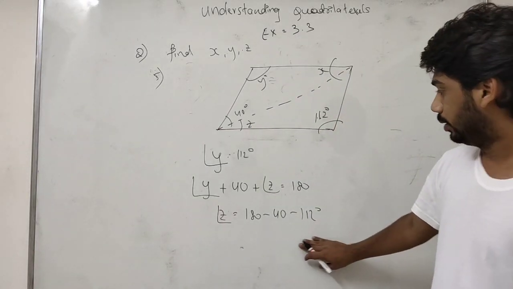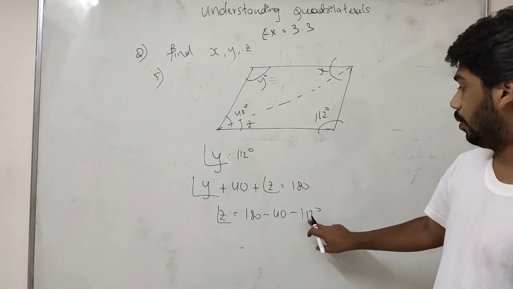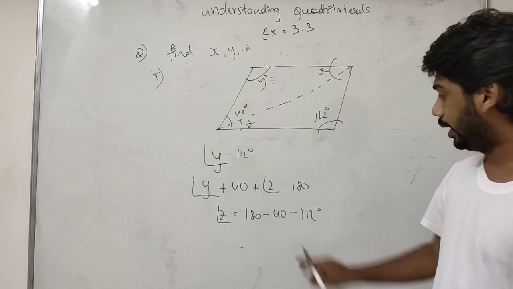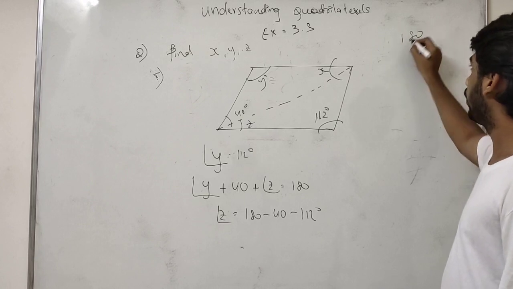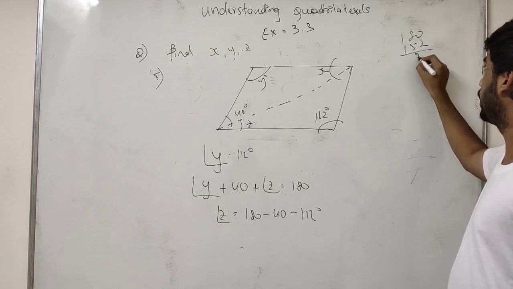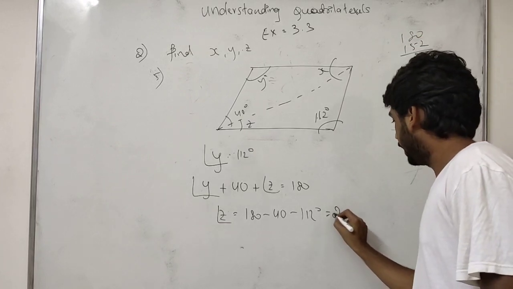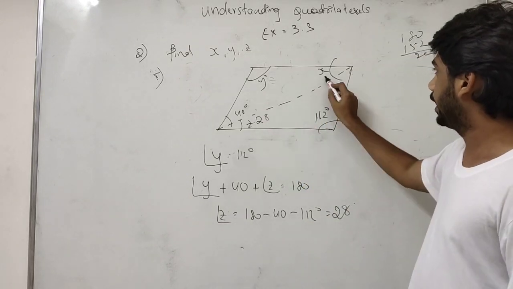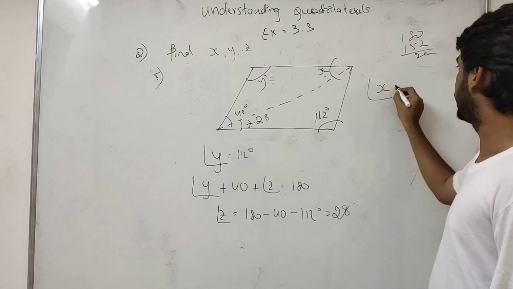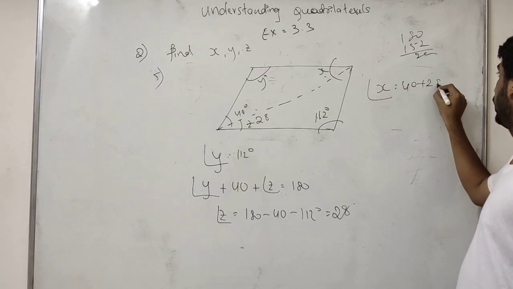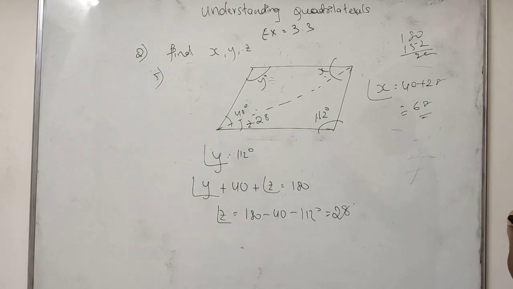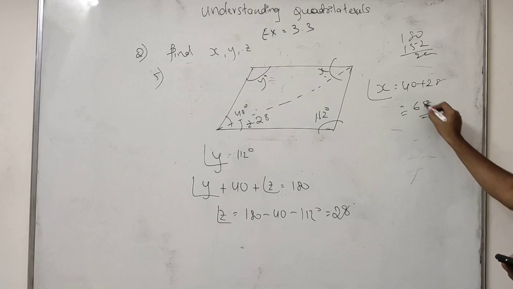Now here, 120 plus 40 means 160, 180 minus 160 means 20. Z will be getting as 28 degrees. Here z will be 28 degrees. So opposite angles will be equal. So angle x is equal to 40 plus 28 degrees. We are getting 68 degrees. Okay students, angle x will be 68 degrees. In this way we are getting 68 degrees.